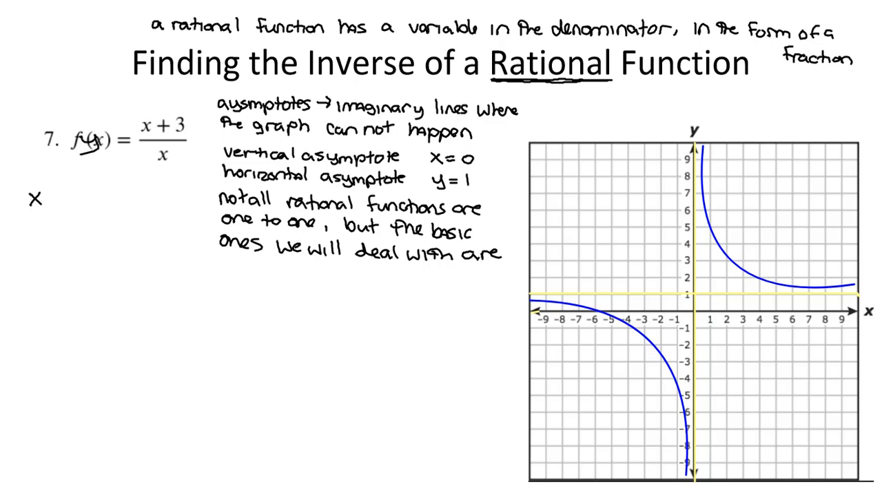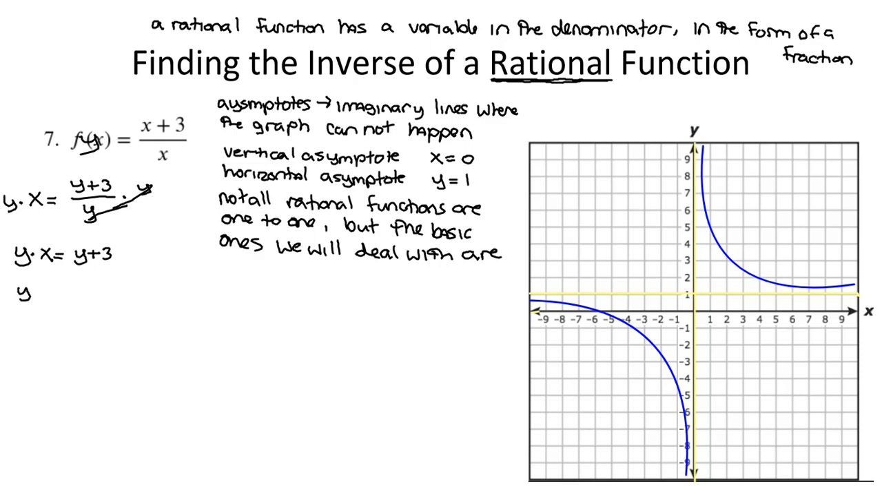So what we're going to do now is switch the f of x to a y, and then switch the x's and y's, and then get y by itself. Now, I've got to multiply both sides by y to get rid of this y in the denominator, and that's going to give me y times x is equal to y plus 3. Now keep in mind, my job is to get the y by itself. I've got y's on the left and y's on the right.